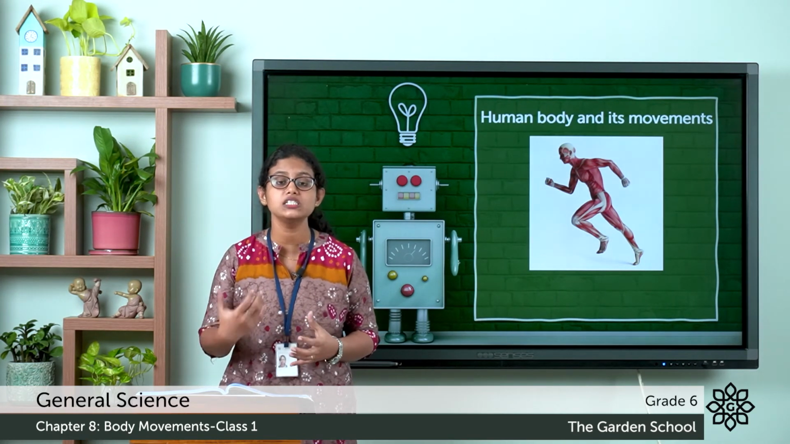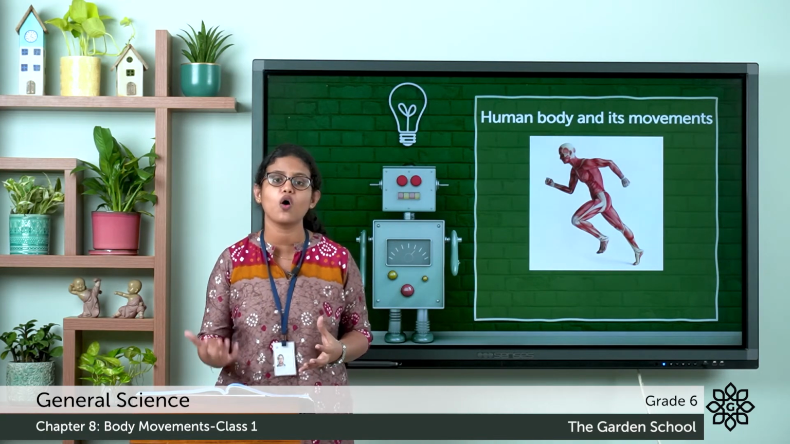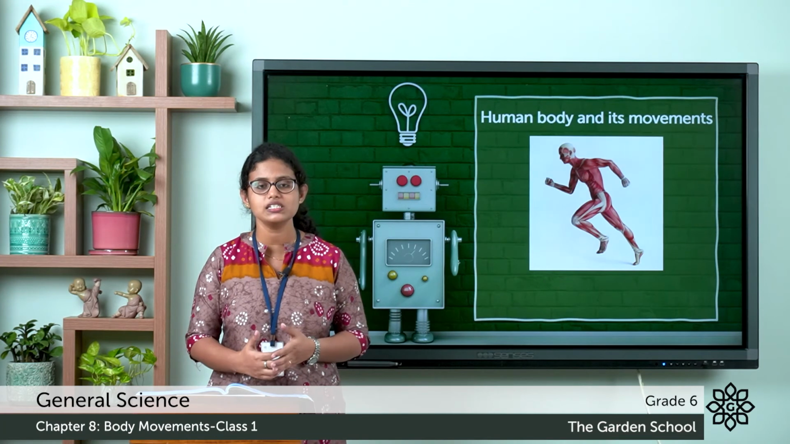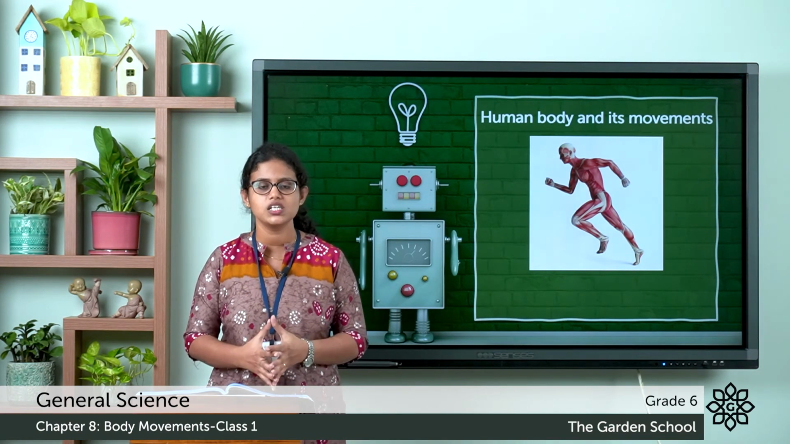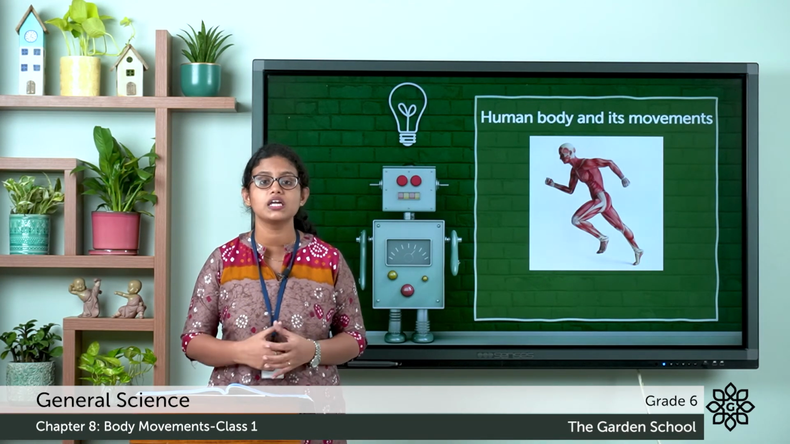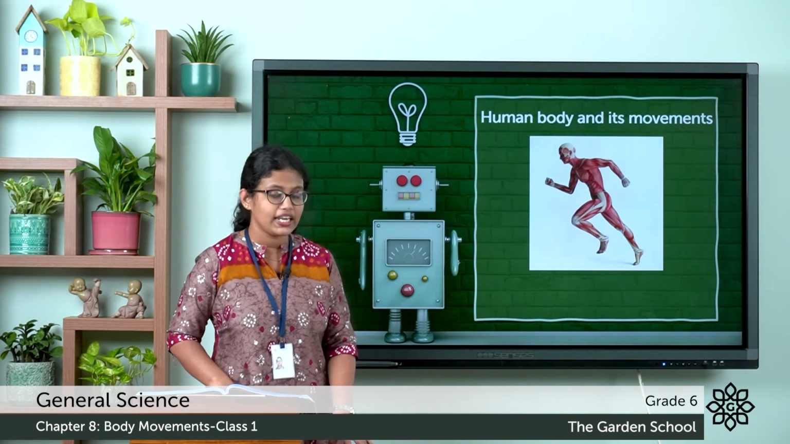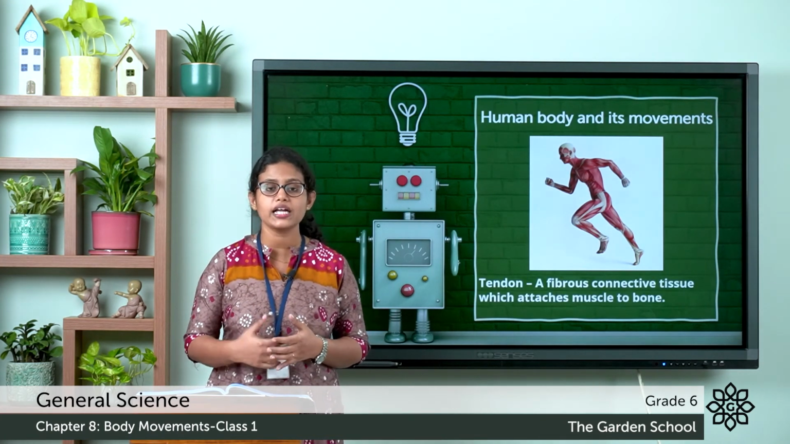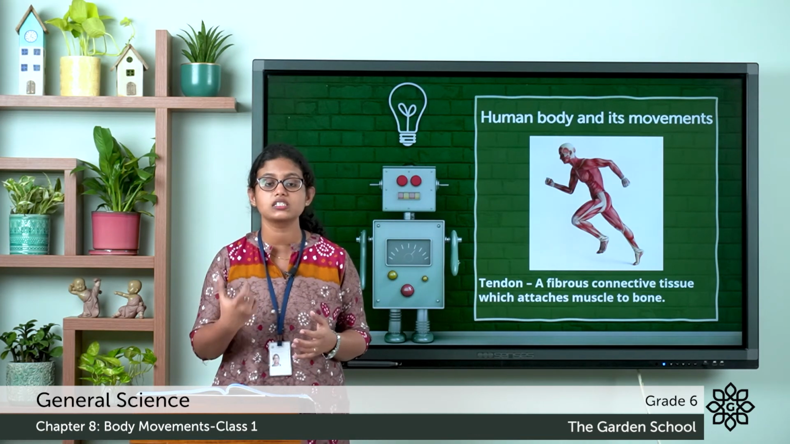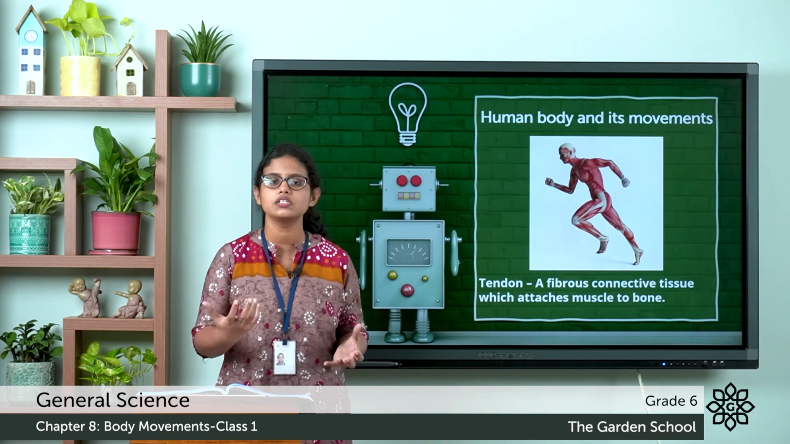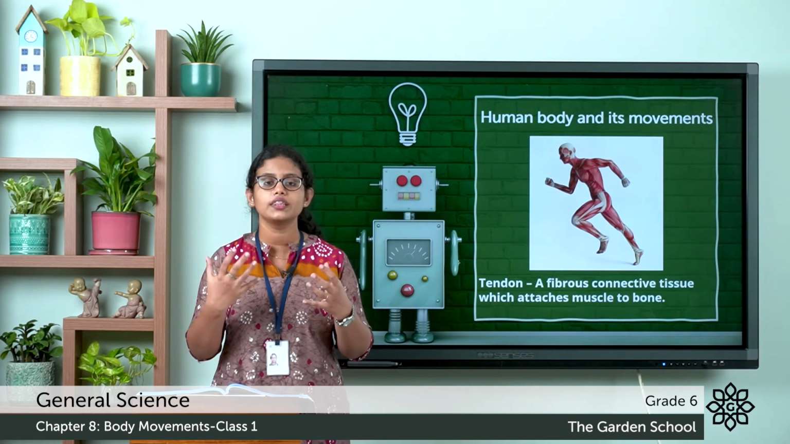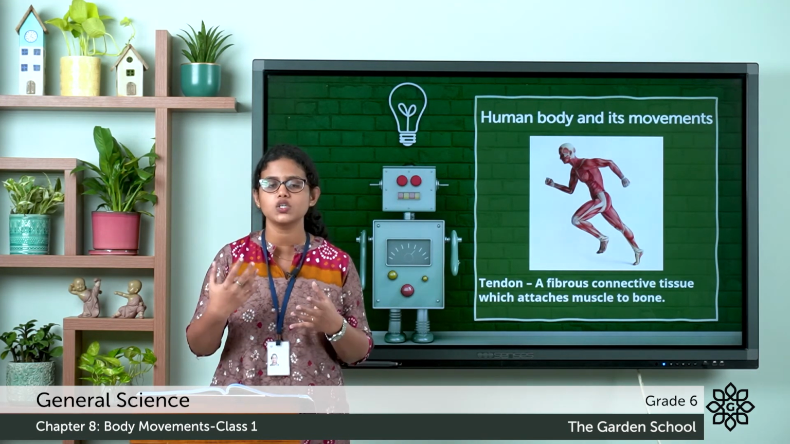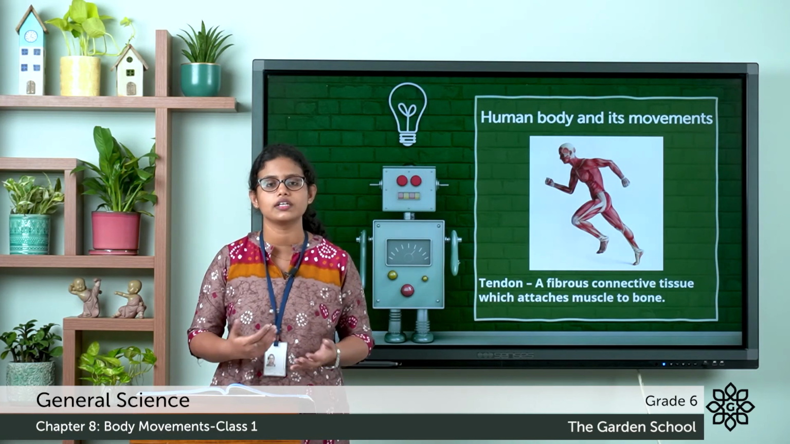Our body has an internal skeleton that is made up of bones. Bones are connected to muscles. Bones and muscles together help in movement. The next term is tendons. The muscles are attached to the bones by a tough tissue that is called tendons. And the muscles work in pairs. That is, when one muscle contracts, the other relaxes.